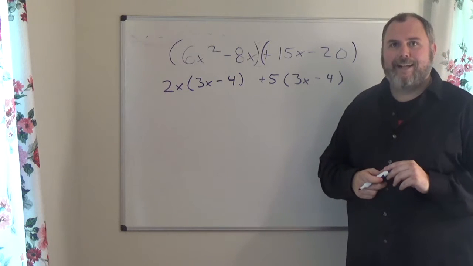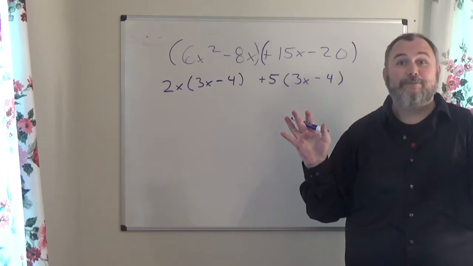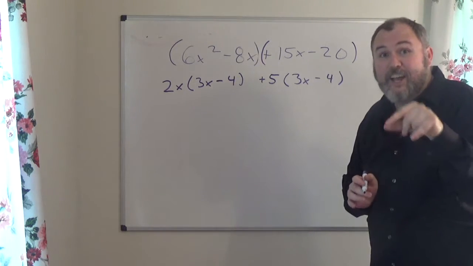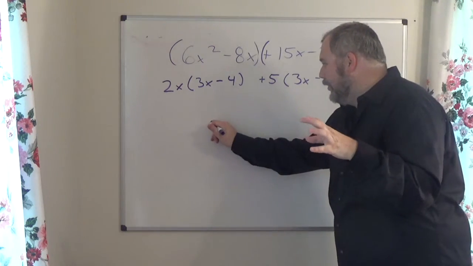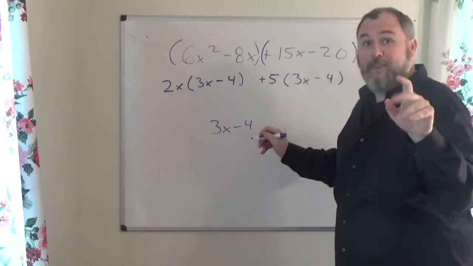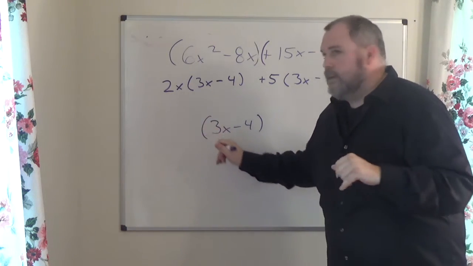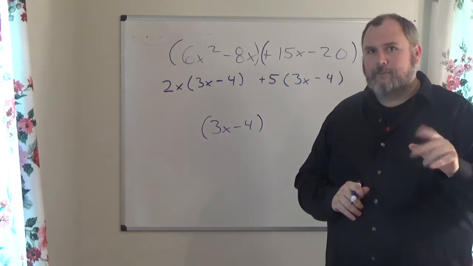Well, what do they have in common? The first thing you need to realize, hey, they're both saying 3x minus 4. And guess what? You're almost done. Write that down. 3x minus 4. Put parentheses around it. Okay? Now, here's the next part.